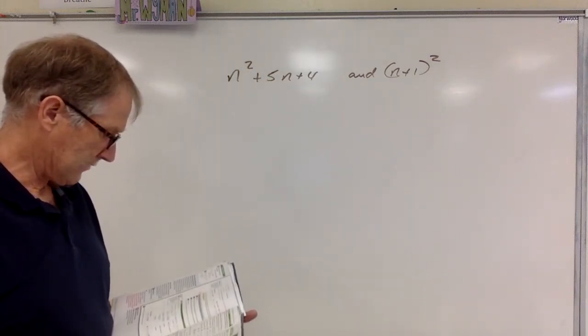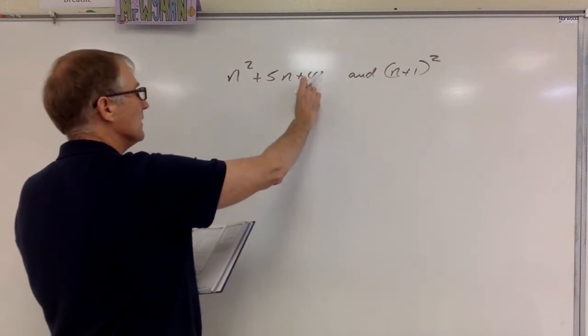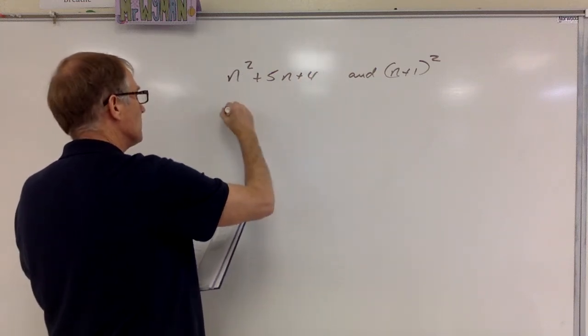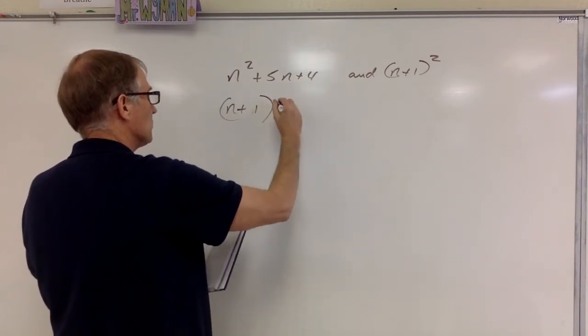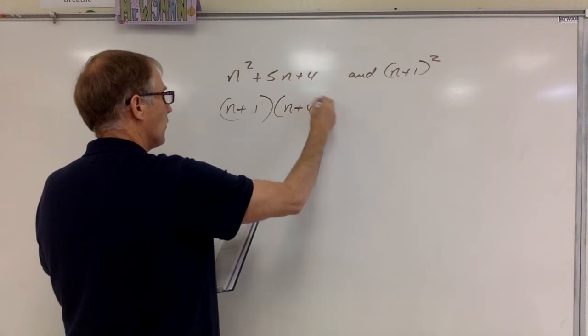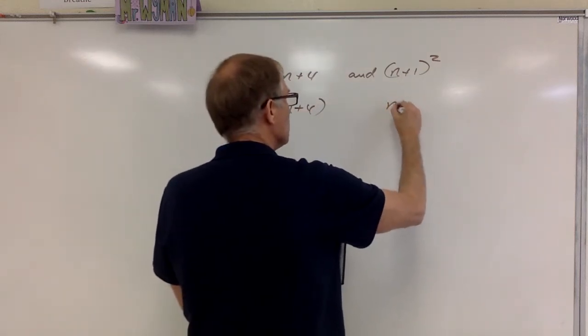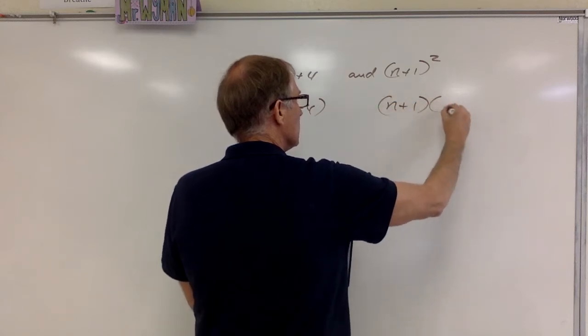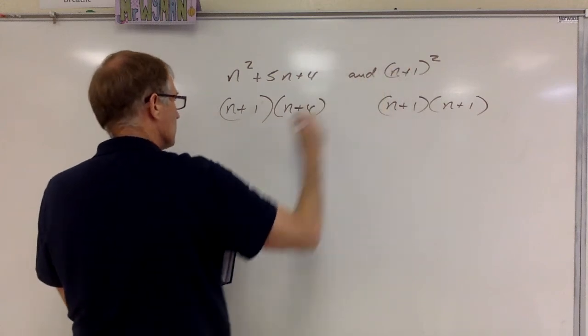Okay, well, let's factor these things. This is going to be 4 times 1, and so 4 and 1. So this is going to be n plus 4. I'll write it this way, it doesn't really matter. n plus 1, n plus 4. I think that's right. Yeah, that's the factors of that. And this, of course, is n plus 1, n plus 1, n plus 1 squared.